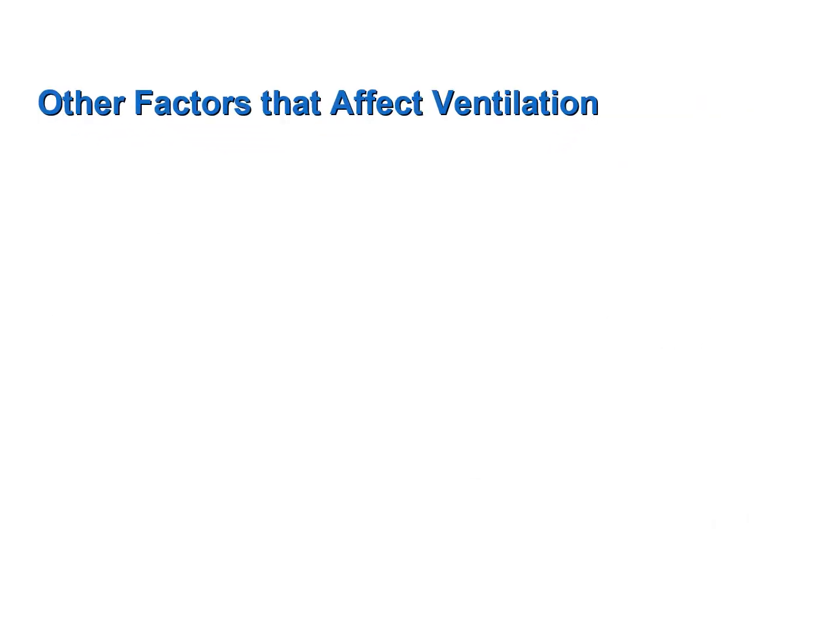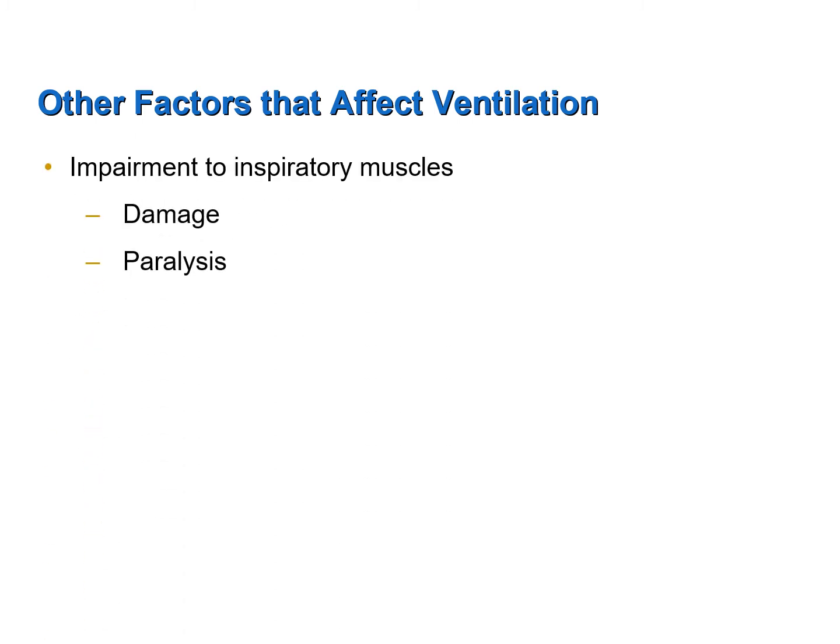Now let's talk about various factors that can affect ventilation. If there is any impairment to the muscles that are involved in inspiration or inhalation, this will reduce the amount of air that can enter the lungs. If there's damage to the inspiratory muscles, if there is partial or total paralysis, this will decrease the ability of the thoracic cavity to expand and therefore decrease the volume of air that enters the lungs during inspiration.